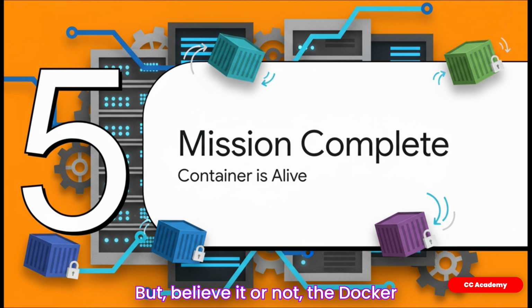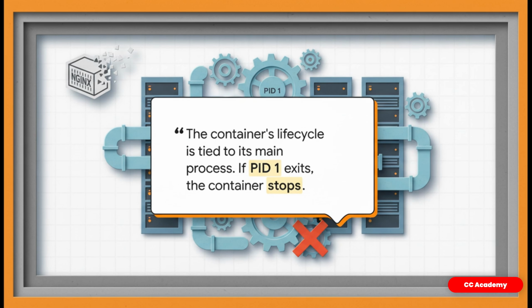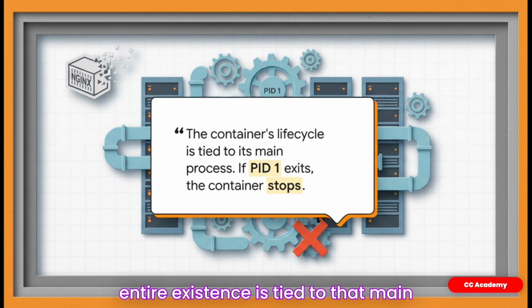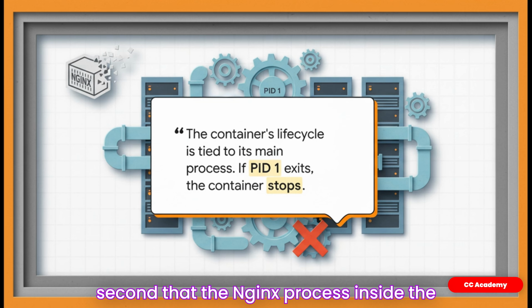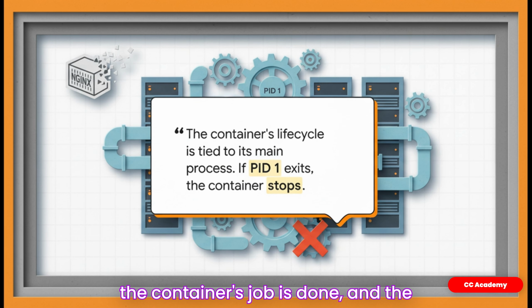But, believe it or not, the Docker daemon's job still isn't quite done. Now, if you remember one thing, make it this. This is probably the most important rule in all of containerland. The container's entire existence is tied to that main process, our PID 1. The very second that the Nginx process inside the container stops, for any reason at all, the container's job is done, and the container itself stops. It's as simple as that.